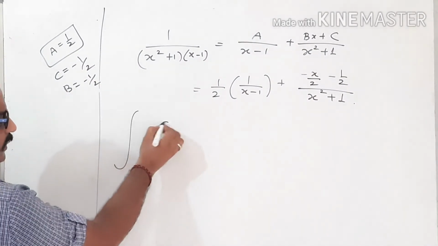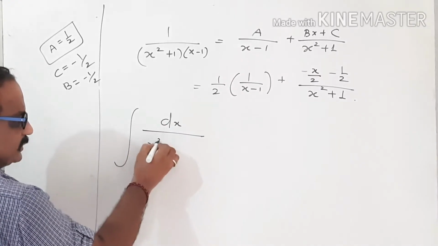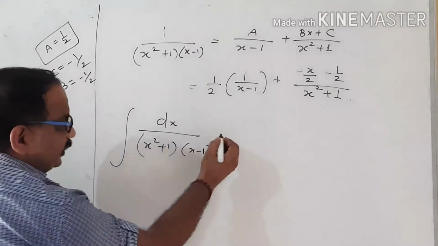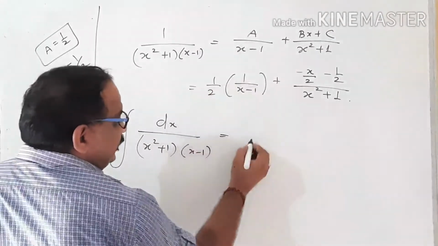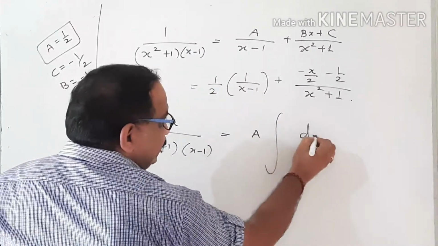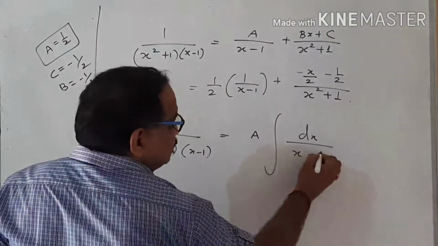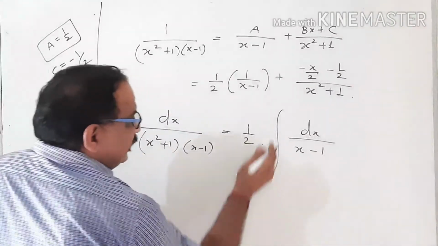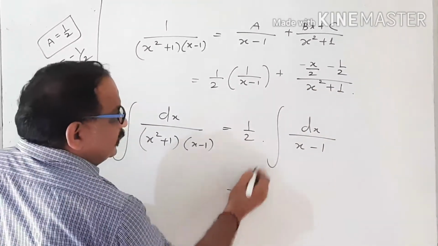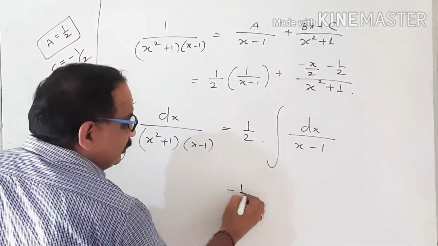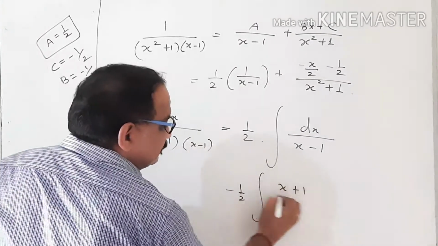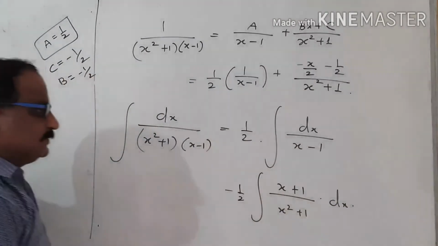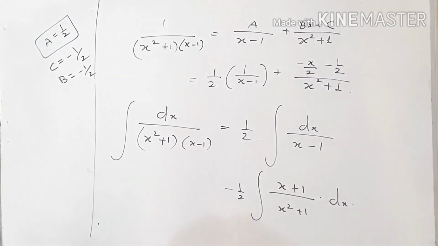Now we have to integrate: dx upon (x square plus 1) into (x minus 1). And we have to put it again, so in place of that, we should write it. A will be half, the integration of dx upon x minus 1. And the next one is this portion: minus will be common in both of them, 1 by 2 is common in both of them, so (x plus 1) upon x square plus 1 along with dx. Simple. Now we have to integrate that thoroughly.